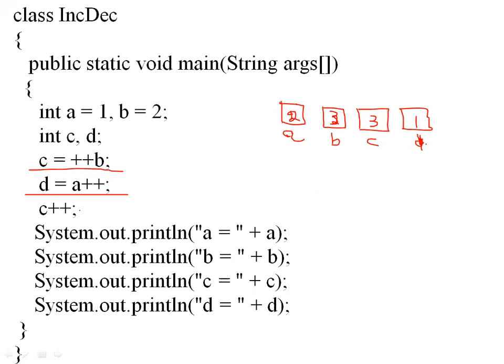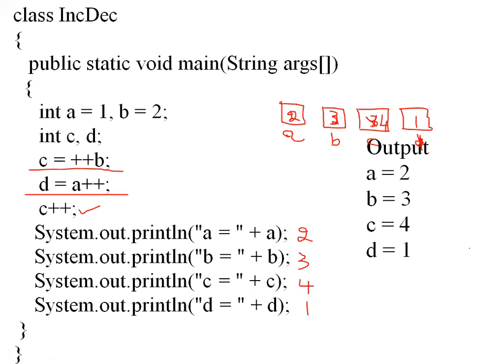Next is C plus plus. C is 3. So 4 is the answer. Yeah, because it is used individually. When you use it individually, C plus plus or plus plus C, both increment the value by 1. So C value becomes 4 here. So when you print A, B, C, D values, what is printed? Just look into the memory diagrams. A value will be 2. B value is 3. C value is 4 and D value is 1. So is it the same? 2, 3, 4, 1? Yes, 2, 3, 4, 1.